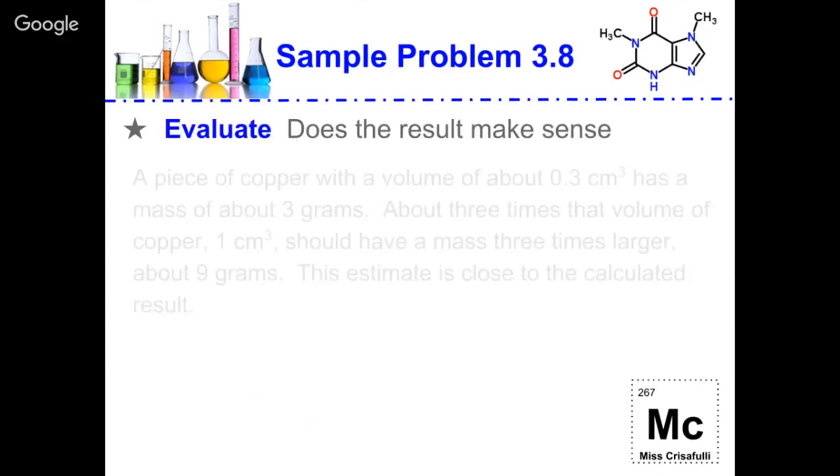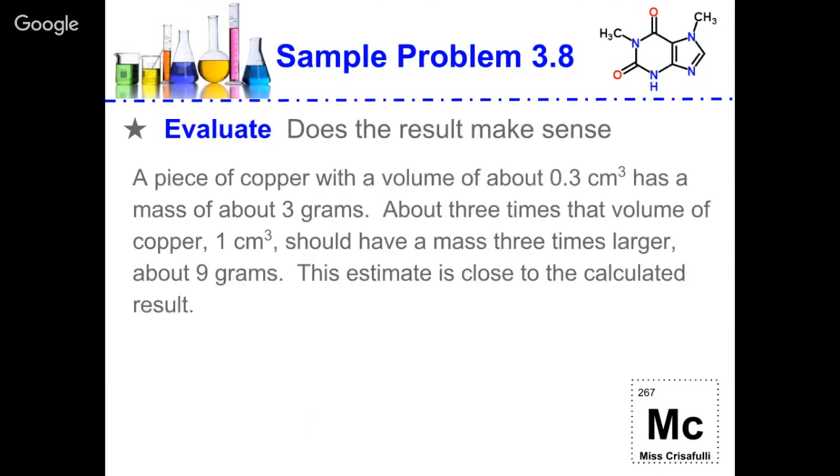So let's evaluate. Does it make sense? A piece of copper with a volume of about 0.3 centimeters cubed has a mass of about 3 grams. So about 3 times the volume of copper is 1 centimeter cubed, and it should have a mass that's about 9 grams, because if you're tripling the volume, you're going to triple the mass. And so you're close to what your answer should be. So that does make sense.